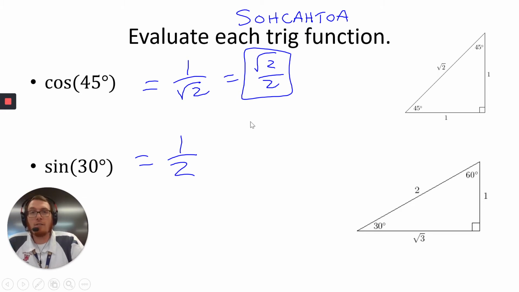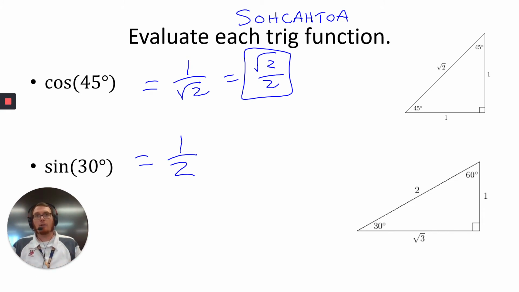So cosine of 45, the key is I'm going to find 45 degrees. So here's 45. And I want cosine. Cosine is adjacent, which is this 1, divided by the hypotenuse, and then I rationalize it. Sine of 30 is supposed to be 1/2. Well, sine is opposite over hypotenuse, according to SOHCAHTOA. So from 30, opposite is 1, hypotenuse is 2, so it's 1/2. You're just literally using the triangles.